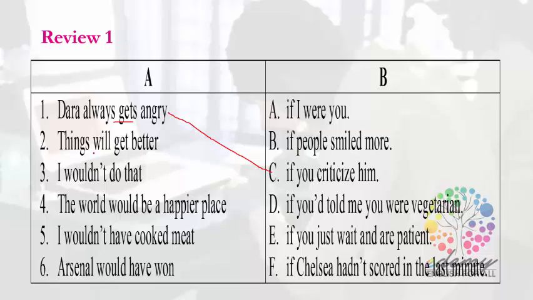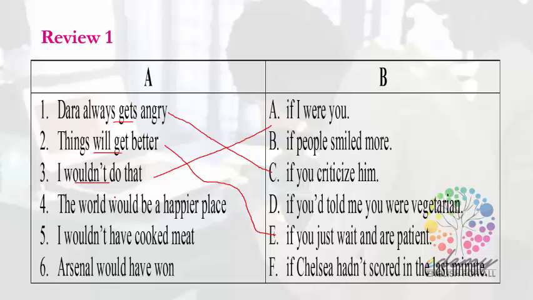So number 2, you see the word will here. So that's first conditional, right? So things will get better if you just wait and are patient. Okay. Number 3, I wouldn't do that. Wouldn't. So it's second conditional. So I wouldn't do that if I were you. Okay, if I were you, right? So that's the form of second conditionals.